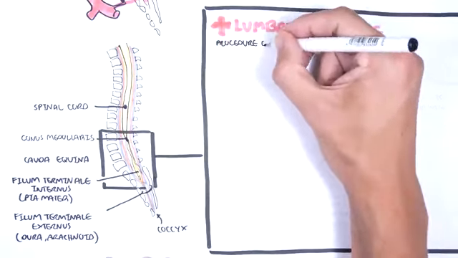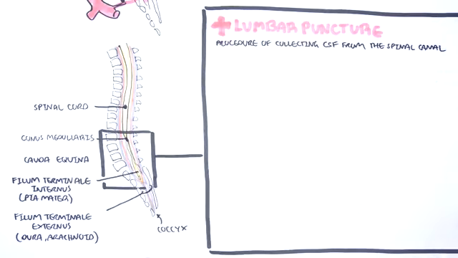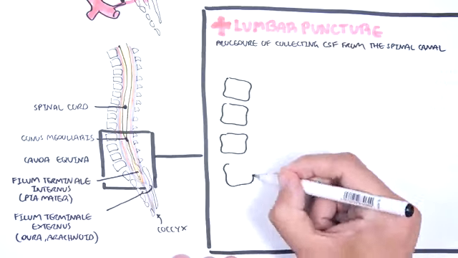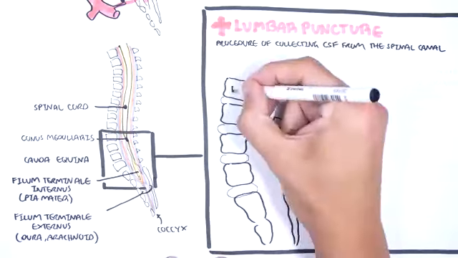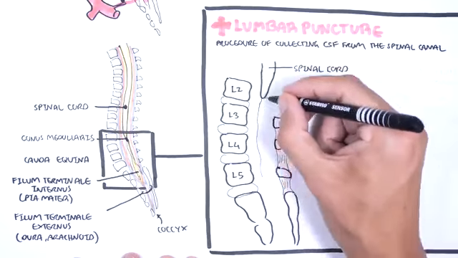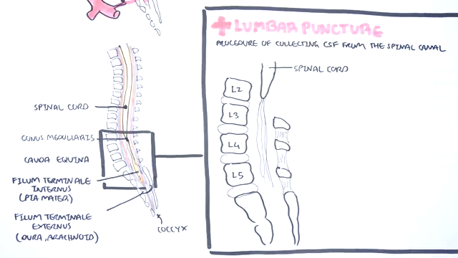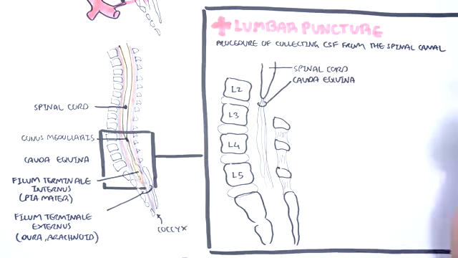A lumbar puncture is a procedure of collecting cerebrospinal fluid from the spinal canal. This is a zoomed section of the lumbar region, L2, L3, L4, and the L5 vertebra. The spinal cord ends again about the L2 vertebral level. Then you have the continuing cauda equina, the horse's tail.